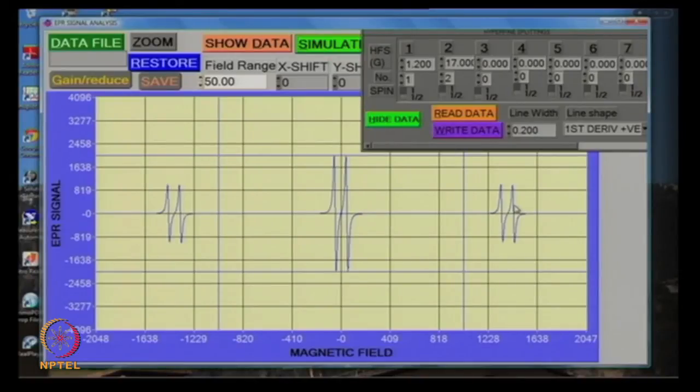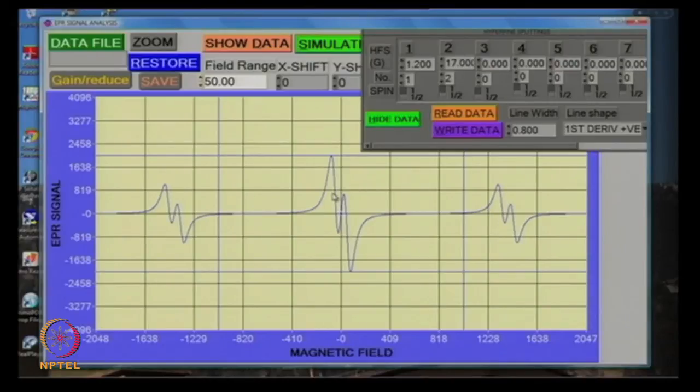Now we can see the effect of line width on the spectrum. Here I have used a line width of 0.2 gauss. Let us increase it to 0.4 gauss and again simulate this. You see now these two heights are not the same, same as here. That means that when the line width has become bigger, there is partial overlap of the two hyperfine lines. If you increase further, let us say 0.6 gauss, and simulate again, see how the heights are becoming unequal. Further broadening, simulate, that is how it comes out to be.